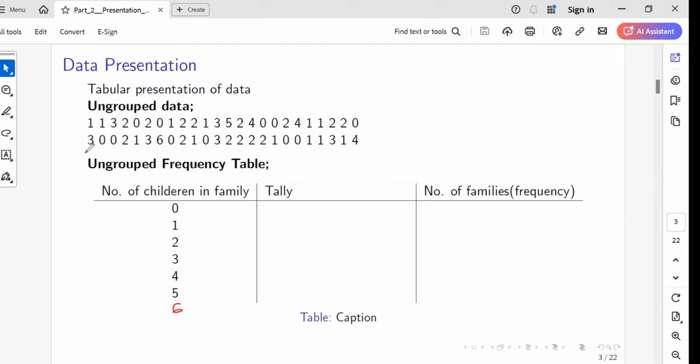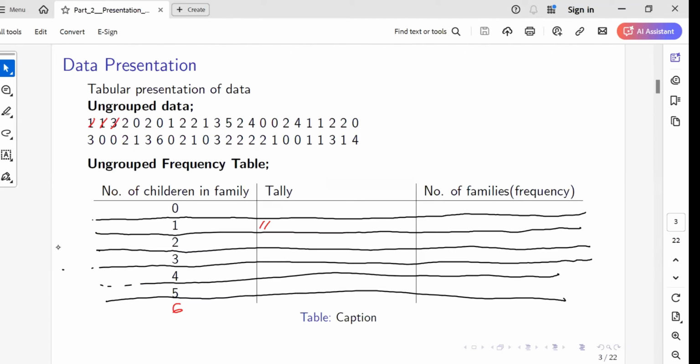Let's start. I'll take them one by one. If I see one here, I cross it out, then I come and tally against one. I cross this out, tally against one. Then this is three, so against three. Let me rule a line so that it will be much easier for some people. So I filled in one, then three. So two, zero here, two here, zero here, one here, two against two again.